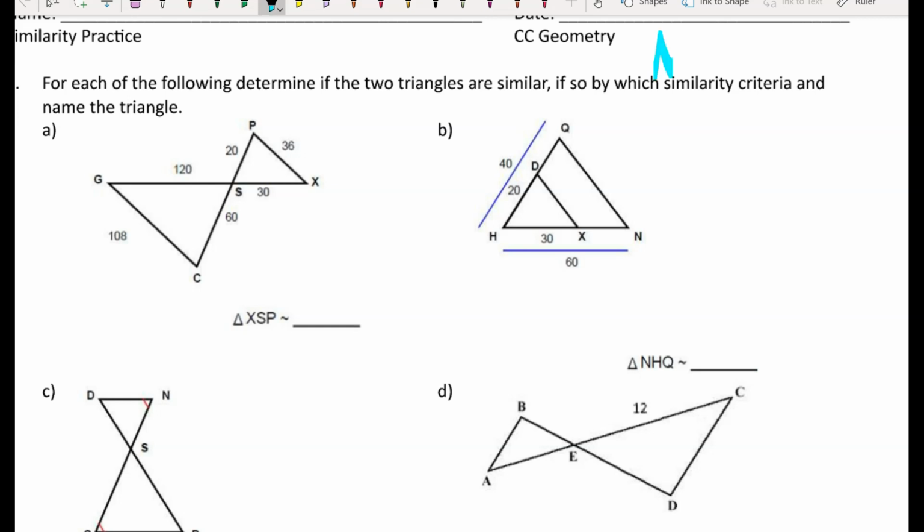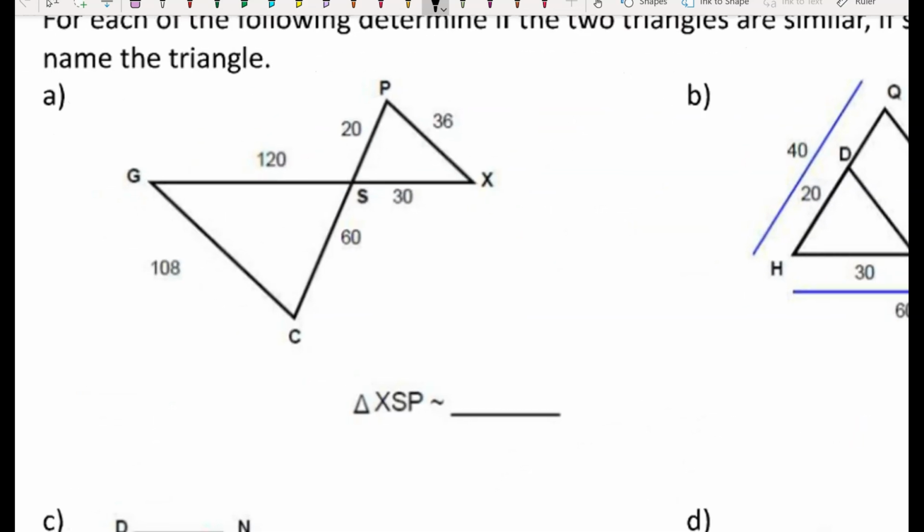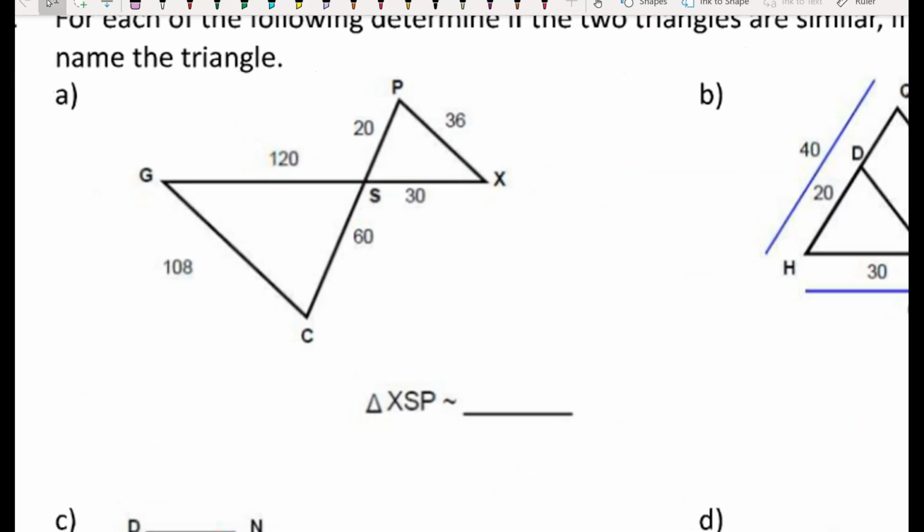And remember, we could prove that two angles are the same, and I call that angle. Or we could prove that all three sides are in proportion. Or we could show that two pairs of sides are in proportion, and the angle between them is congruent. So let's just take a look at A. It looks like they give me all the side lengths. They give me this 60 right here, a 20 right there, and a 120 and a 30.